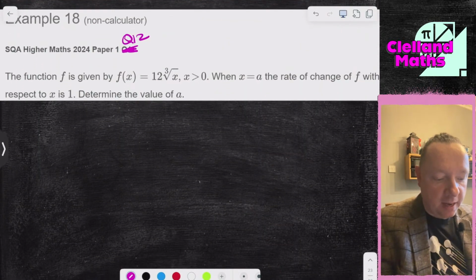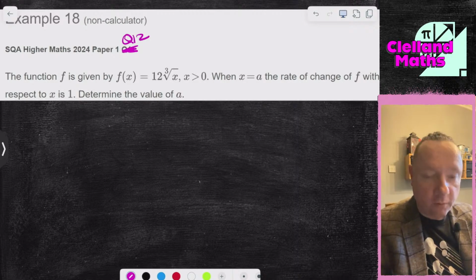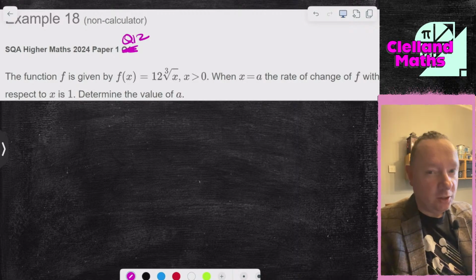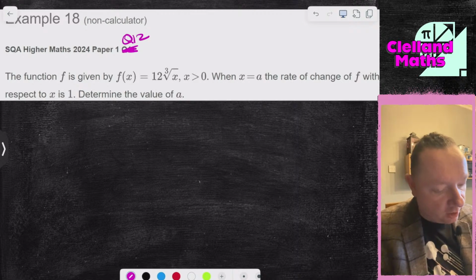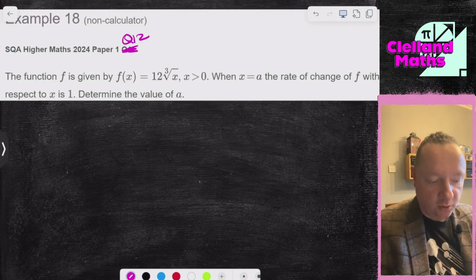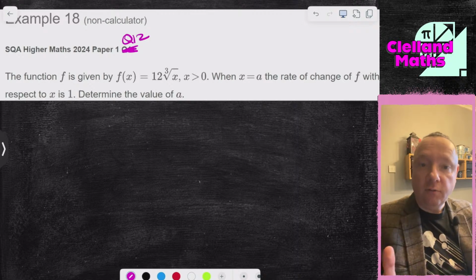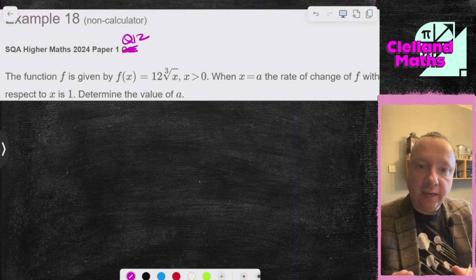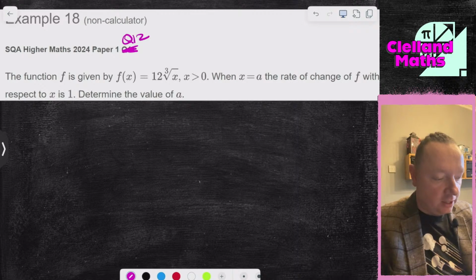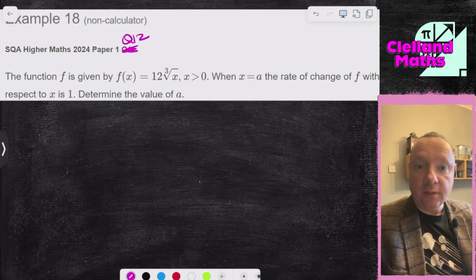Example 18, SQA Higher Maths 2024, paper 1, question 12. Maths.Scott says this is question 11, but it's actually question 12, I checked. A function f is given by f of x is 12 cube root x. When x equals a, the rate of change of f with respect to x is 1, determine a. This is overly complicated, isn't it? Rate of change, just remember, means differentiate.